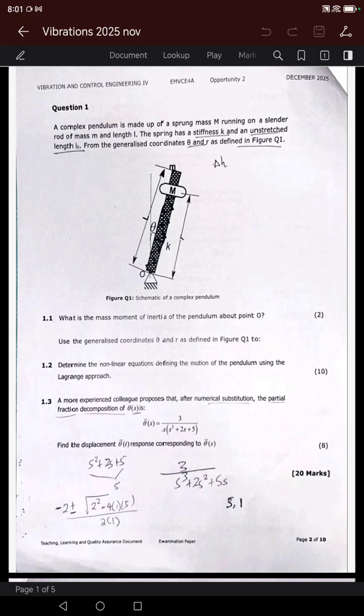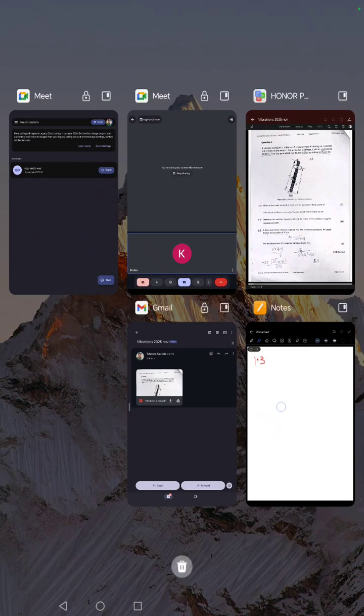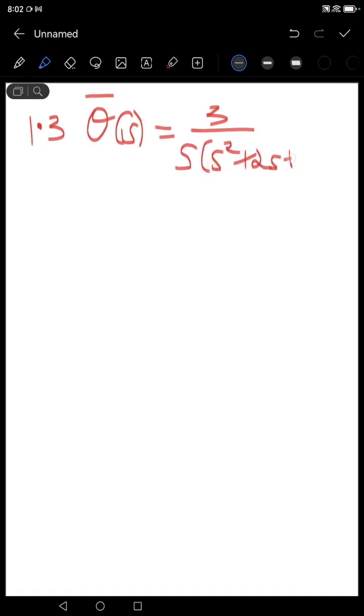You still remember partial fraction, right? Yeah. Okay, so we're going to use partial fraction to determine the displacement response of the Laplace. We have theta as 3 over s into s squared plus 2s plus 5, right? Yes. So what we're going to do here, we will start by partial fraction.